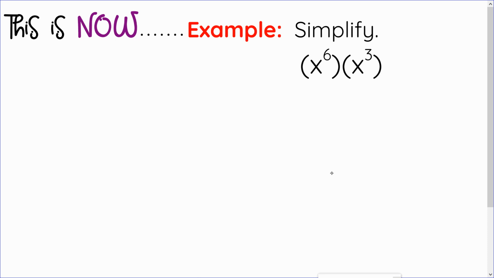Well, this is now with variables. Multiplying these powers with the same base, I keep the base the same, and I add my exponents. So that becomes x exponent 9.